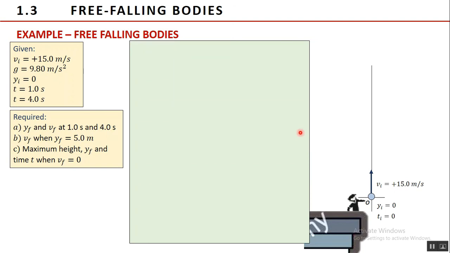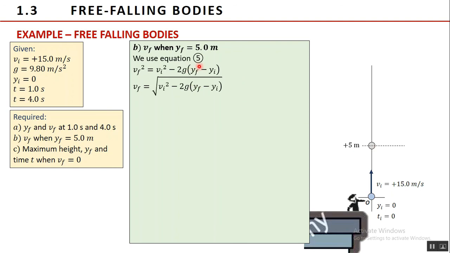Let's continue to letter B. We calculate the final velocity of the ball when the ball reaches 5 meters above the railing or thrower's hand. Since we do not have available information on the time when the ball reaches this 5 meters, the appropriate equation to be used is equation 5, that is v sub f squared equals v sub i squared minus 2g times the quantity y sub f minus y sub i. Remember, this is the only free fall equation that does not require time.